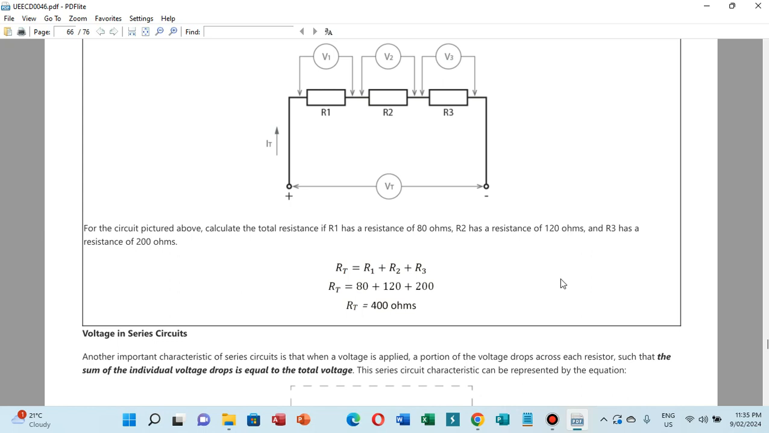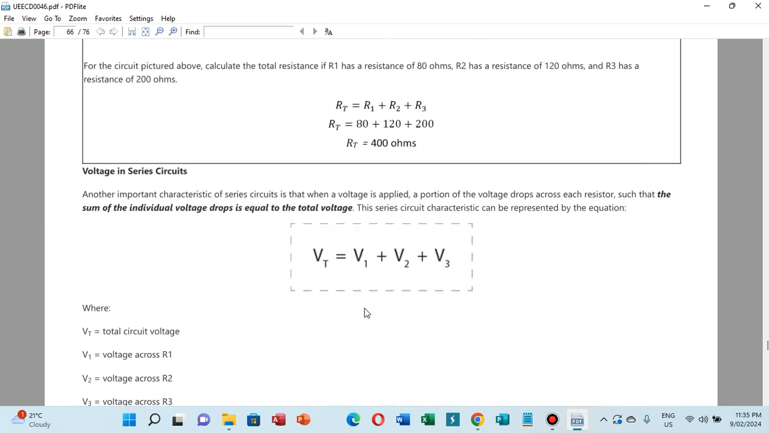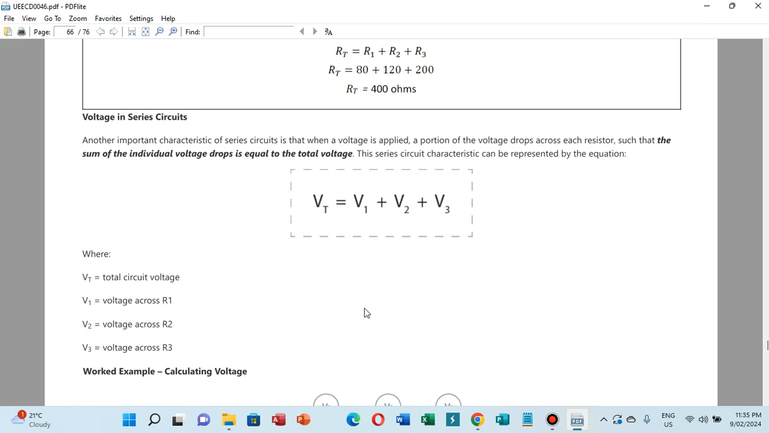R total equal to R1 plus R2 plus R3, so 80 plus 120 plus 200, then you can calculate 400 ohm. The voltage also can be calculated. V total equal to V1 plus V2 plus V3.